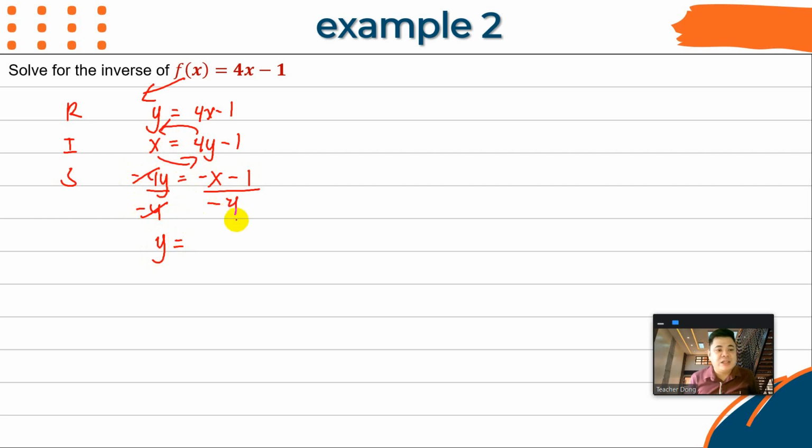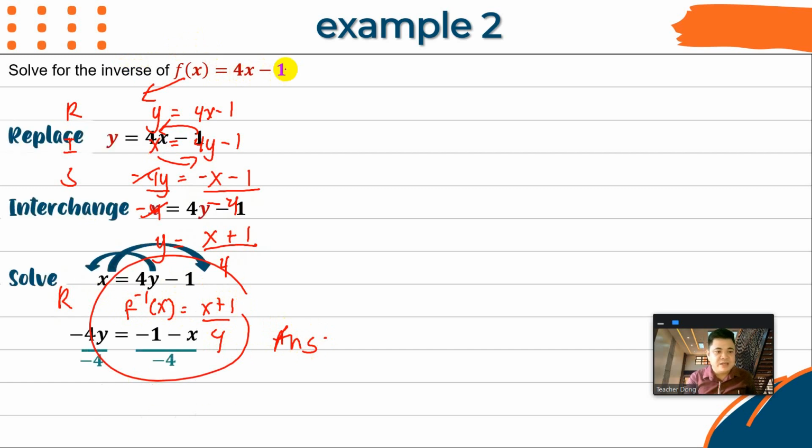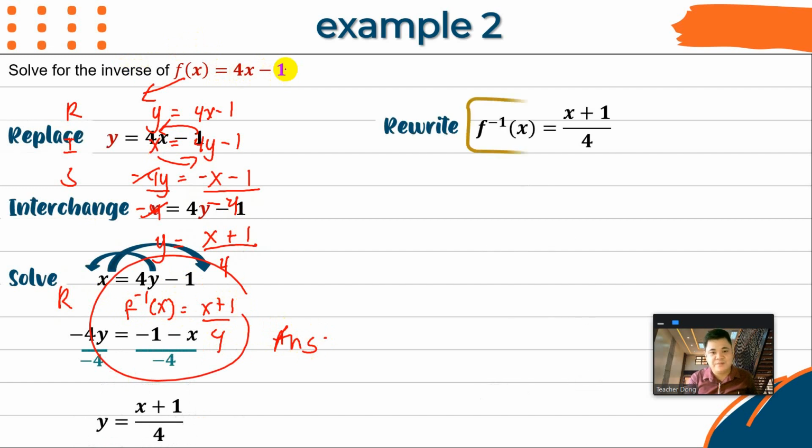As you can see, the denominator has a negative sign. So to make it positive, just change the signs of the terms in the numerator. So negative x will become positive x and negative 1 will become positive 1. And then last, you have to rewrite. So it's now inverse of f of x is equal to x plus 1 over 4. So this is now the inverse of the function f of x equals 4x minus 1. So replace, interchange, solve. Then after that, we have to rewrite. So that's the answer. Inverse of f of x is equal to x plus 1 over 4.